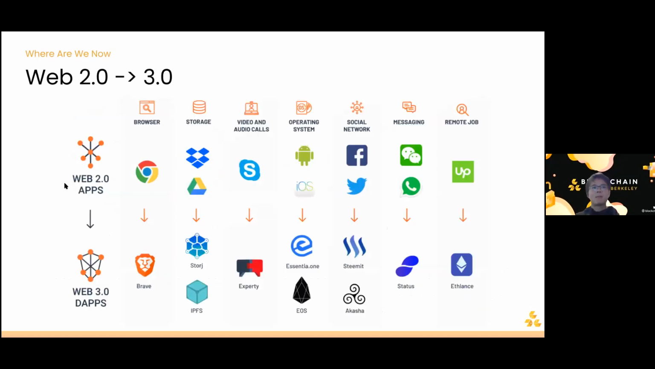And here are some examples of Web 2.0 apps, which are the current apps going into Web 3.0. So here you can see Brave. I'm actually using Brave right now. There's a lot of storage things. We might go into those later.